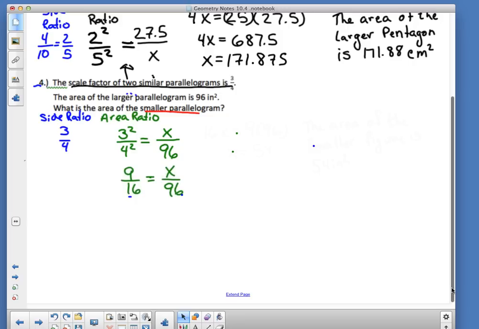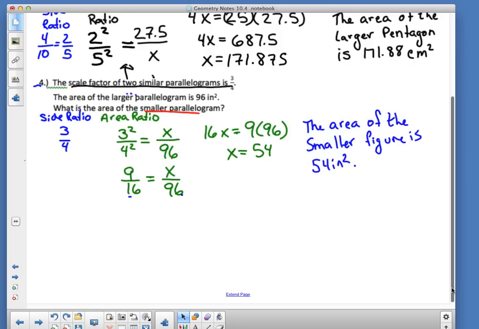x should be the small one. I cross multiply, and I divide by 16, I get 54. I have to make that square because I'm talking about area. If you forgot about that little step, that's okay. Learn to remember it. But remember, after you find your answer, dress it up with units. We don't want naked numbers out there. So the area of the smaller figure is 54 inches squared.